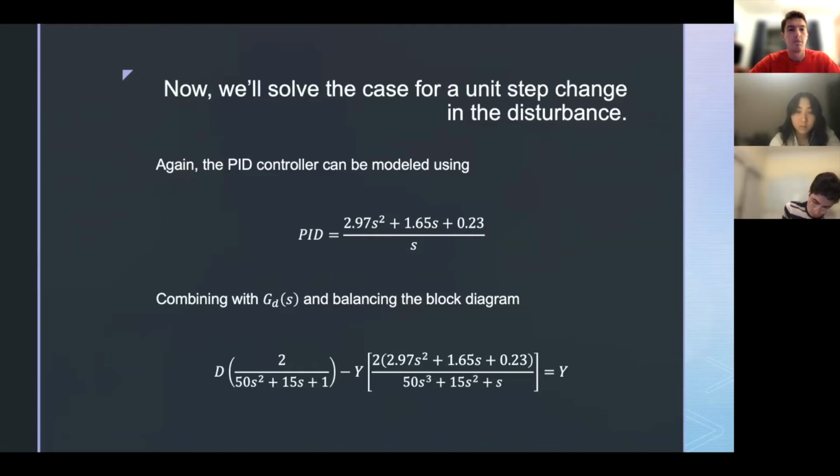Now that we've done that, we're going to look at the case for a unit step change in the disturbance. Just as we disregarded disturbance in the case that we were looking at the set point, in this case, we're going to disregard the set point as we look at the disturbance.